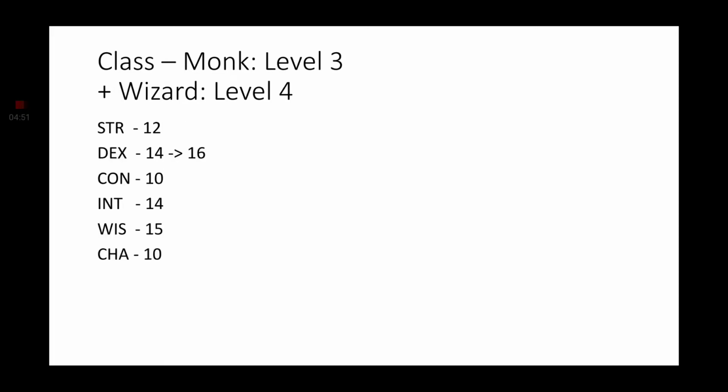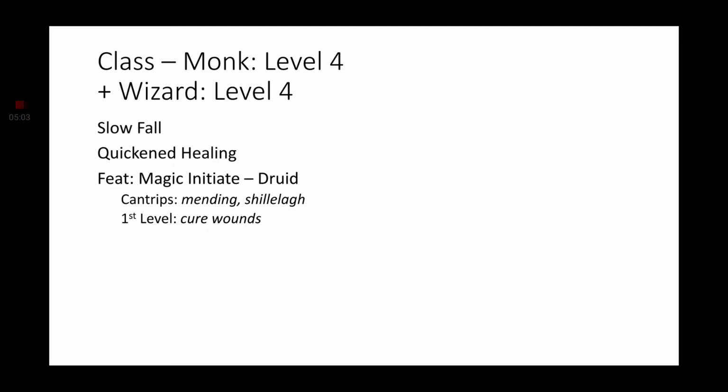Anyway, moving on to level 4 wizard, we get an Ability Score Improvement. Go ahead and increase your Dexterity to 16. And level 4 monks get Slow Fall and Quickened Healing, thanks Tasha. And we'll go ahead and grab a feat. We'll grab Magic Initiate and use Druid. And we'll get the cantrips Mending and Shillelagh, and the first level spell, Cure Wounds. I think that would be quite helpful.